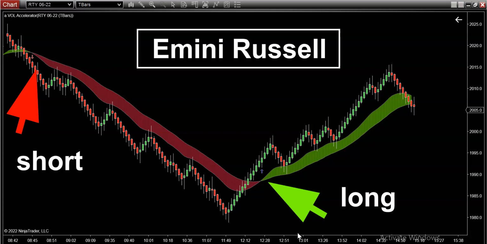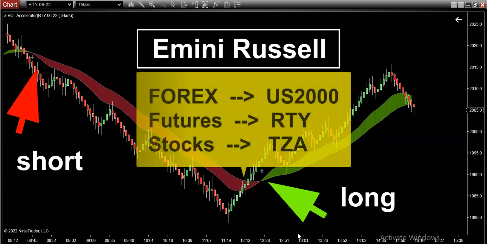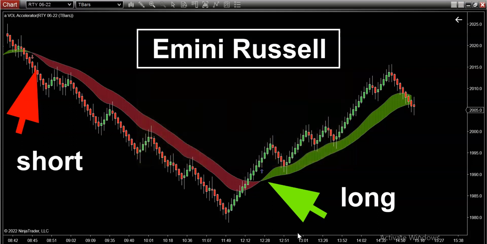Today we're going to be taking a look at the Russell. If you trade Forex, your symbol is US 2000. If you trade futures, your symbol is RTY. And if you trade stocks and options, I believe your symbol is TZA, but it might be TNA.